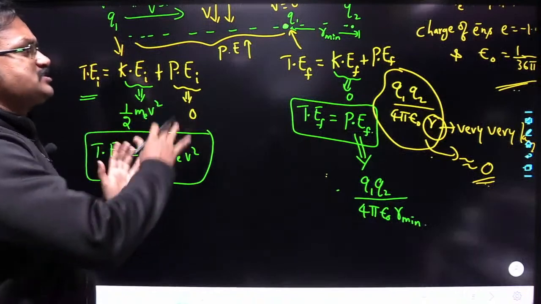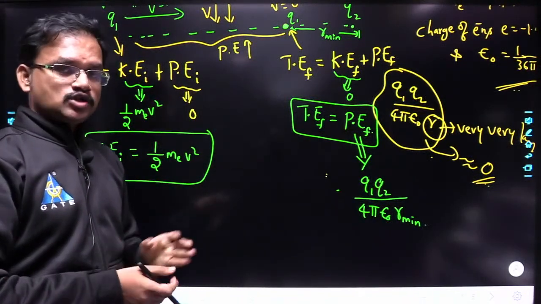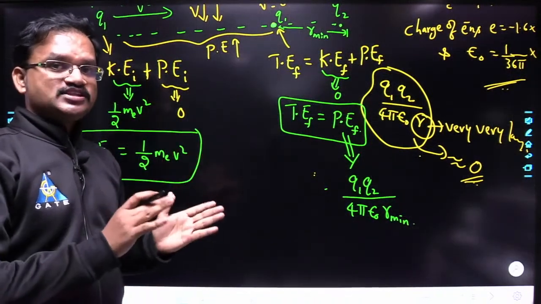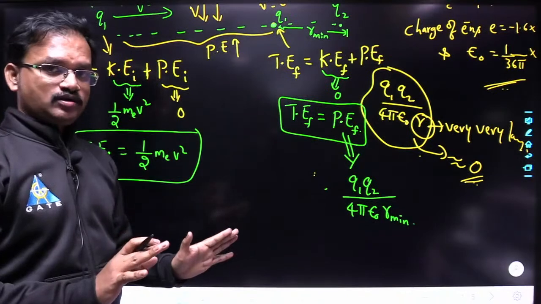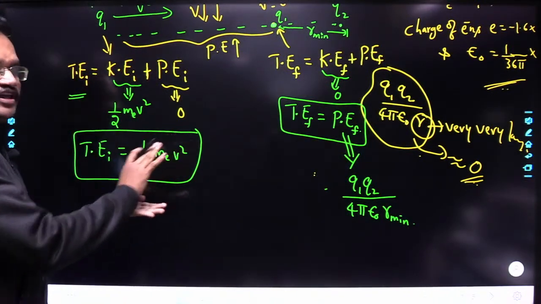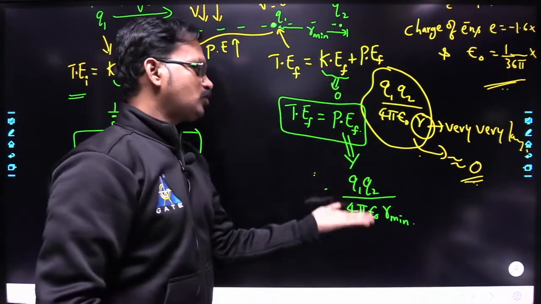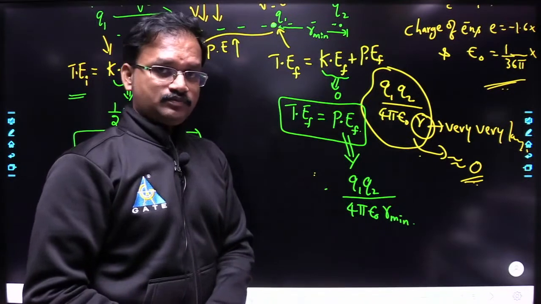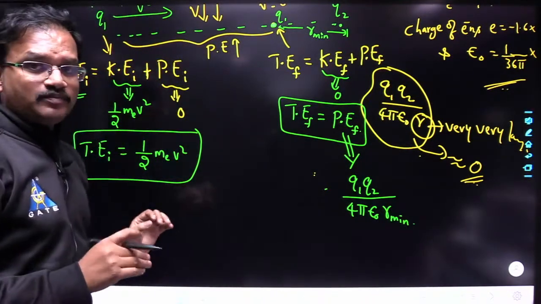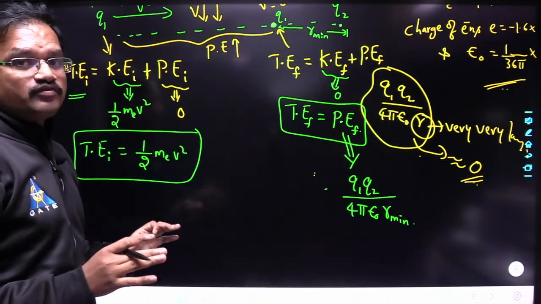So the total energy must always be conserved. What do you mean by that? That means at any instant of time, the total energy must be constant. So at this instant, the total energy is half m e v square, and at this instant, the total energy is Q1 Q2 by 4 pi epsilon naught R minimum. Understood? So the total energy at any instant of time must be constant. That is called the law of conservation of energy.